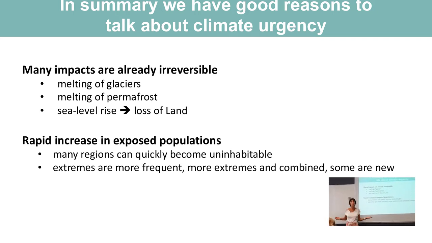And when you think that more and more people want to live by the sea, this is completely ridiculous. So it's going to be something complicated. So there is a rapid increase in exposed population. So we have many regions that can very quickly become uninhabitable. Because this habitability depends on the temperature you can feel, and our body suffers if you are above certain degrees combined with certain levels of water vapor in the atmosphere. And both are going to go up, atmospheric humidity and atmospheric temperature, so the suffering is going to be bigger. And extremes, of course, are more frequent, more extremes.